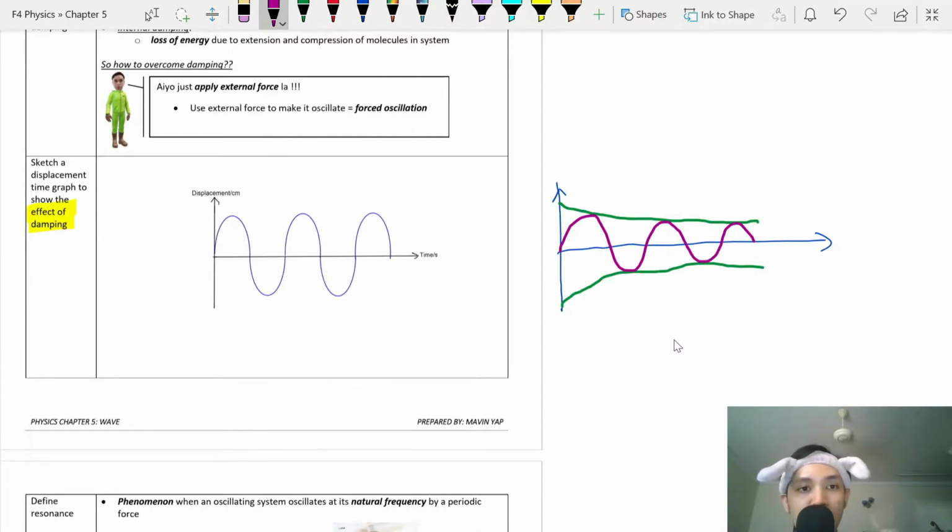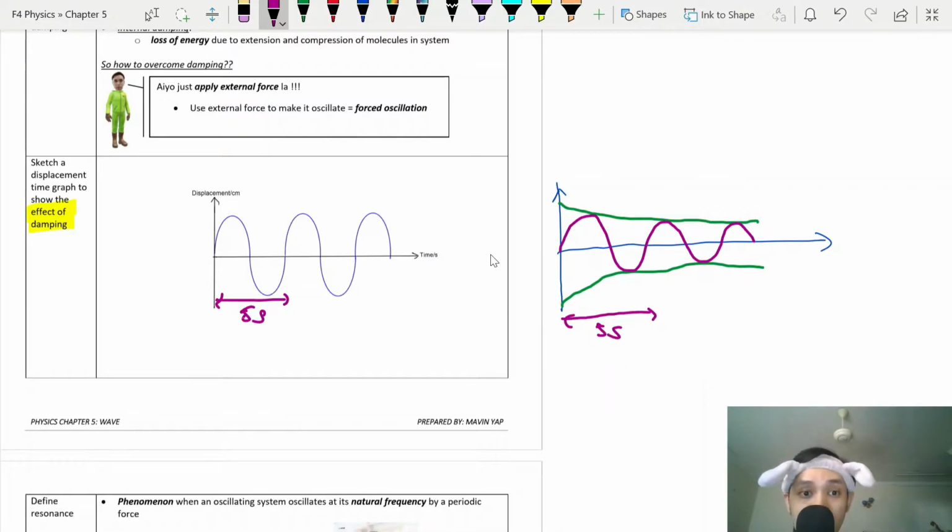Now when we say frequency is the same, this is very important when you sketch for damping. If we say frequency is the same during damping, it means that the period should also be the same. Meaning, if let's say from here to here is 5 seconds for one complete oscillation, here to here should also be the same.